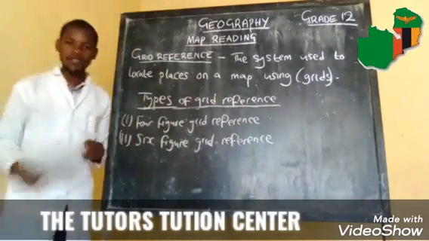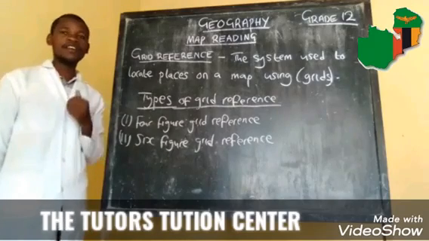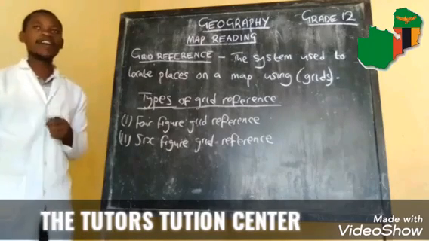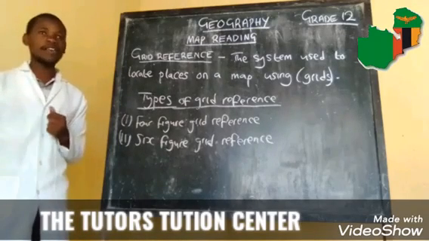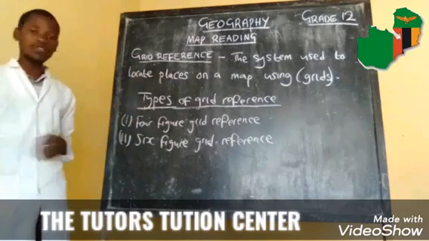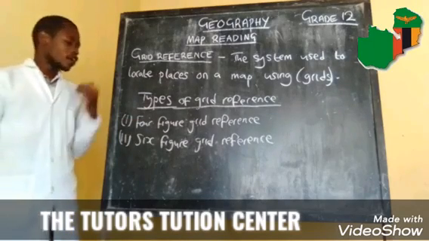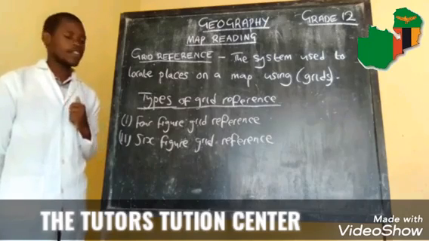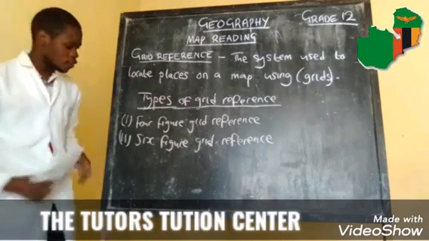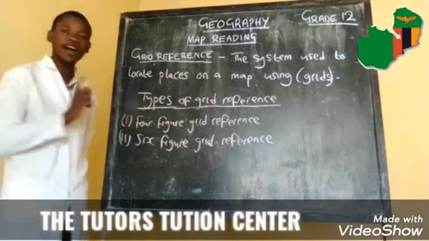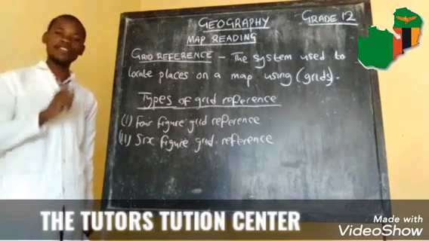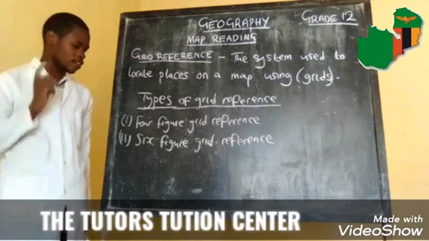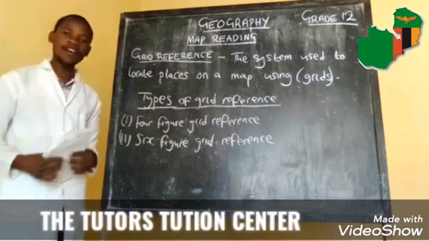Now that we have known that grid reference refers to a system that is used to locate places on a map, we can move on to the types. What you need to know is that there are two types of grid reference. The first type is called the 4-figure grid reference. Then the second type is called the 6-figure grid reference.